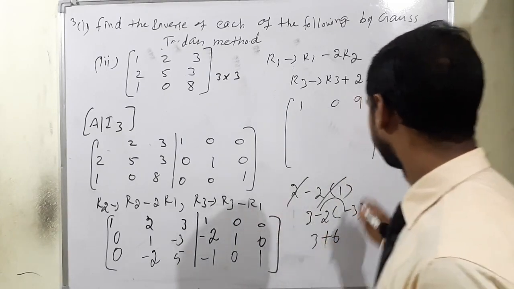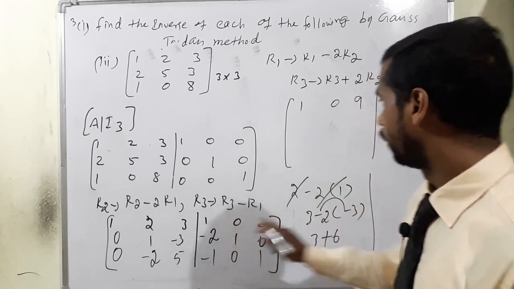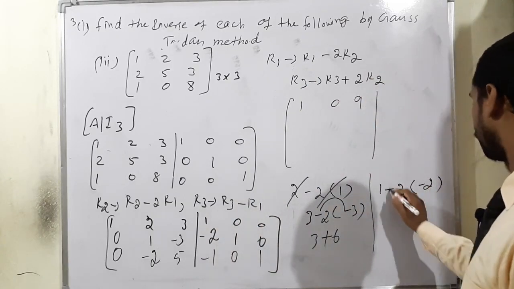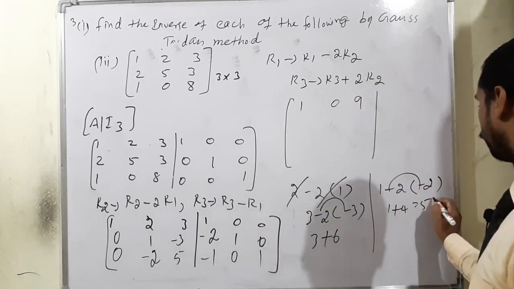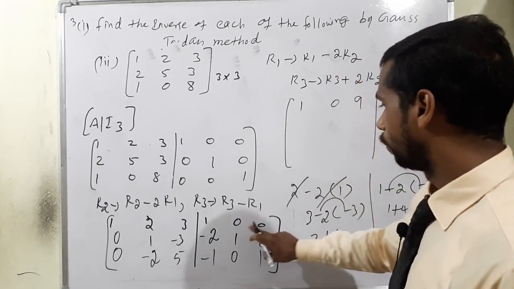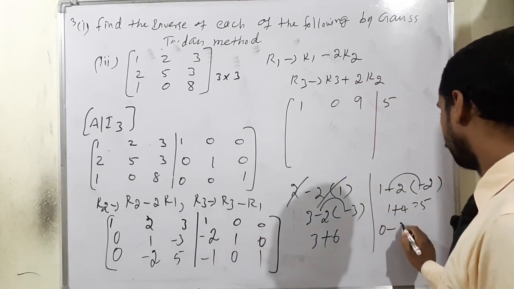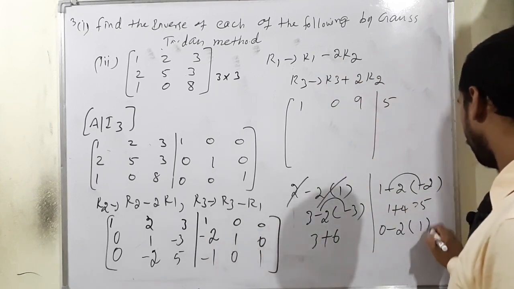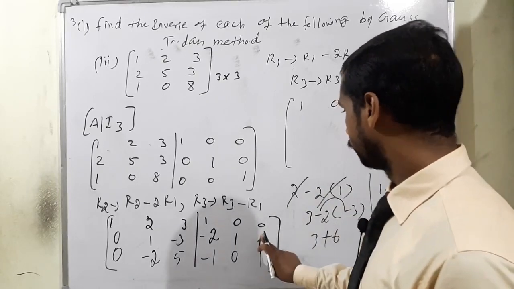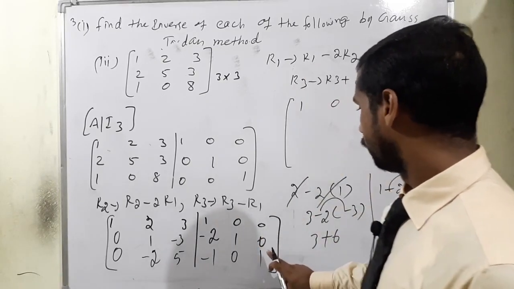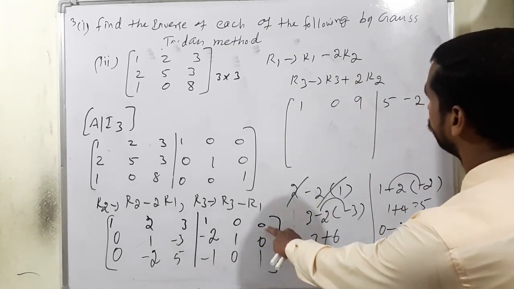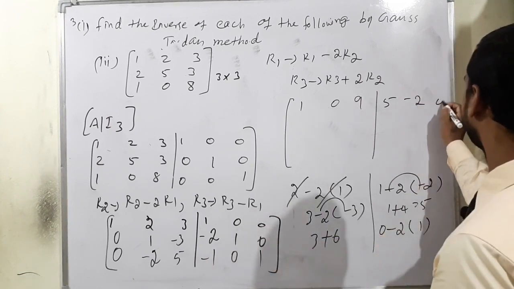Next one, R1 value 1 is there. 1 minus 2 into R2 value minus 2. Therefore 1 plus 4 is equal to 5. Next one, R1 minus 2 into R2. Therefore 0 minus 2 into R2 value 1, 0 minus 2 is equal to minus 2. Next condition, R1 value already 0, isn't it? So 0 means we can write directly now. What we have to do? 0 and 0 comparing means we can write it here 0.